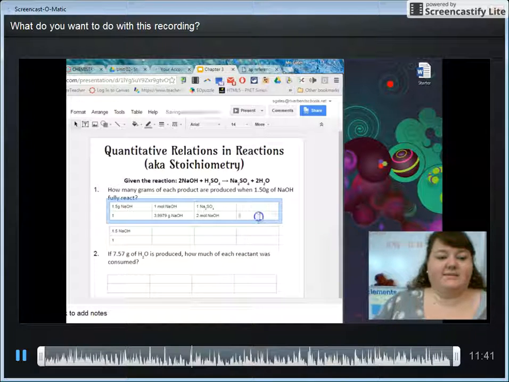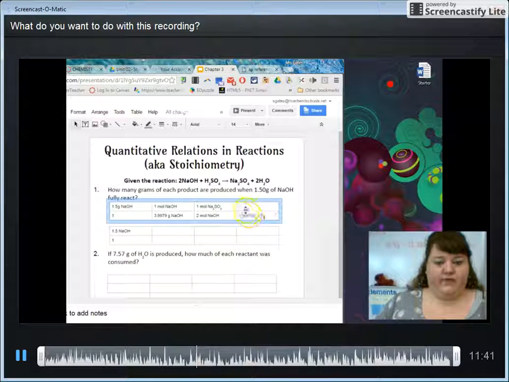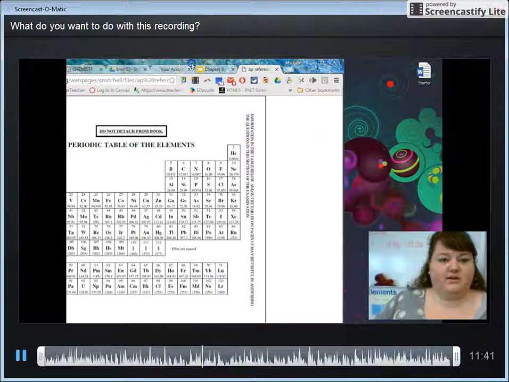Okay, and then our last step, we want to get back into grams. So we have our 1 mole of sodium sulfate, that's going to go on bottom, and we're going to put grams of that on top. So we need to find the molar mass for sodium sulfate. So 2 sodiums, 1 sulfur, 4 oxygen.